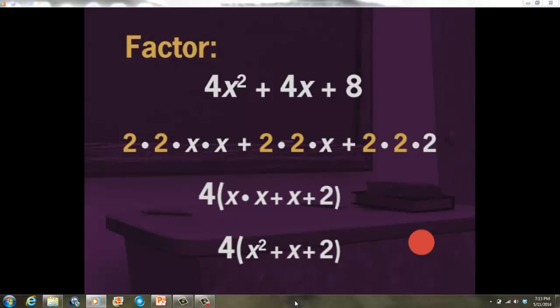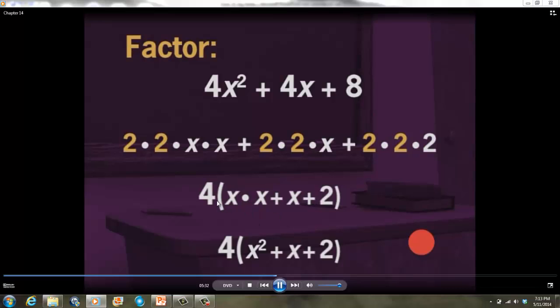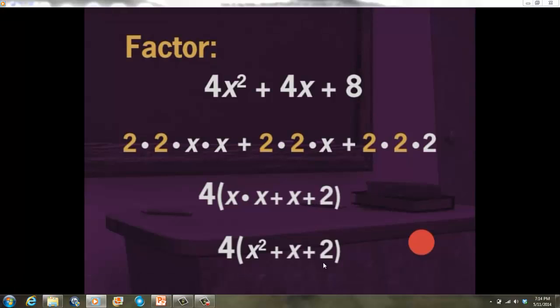Sometimes in class, we like to refer to this method as using the GCF and leftovers, because what we're really doing here is taking out the greatest common factor, which in this case is 4. If I divide each of these terms by 4, what's left over is what goes in the parentheses. So in other words, 4x squared divided by 4 is x squared. 4x divided by 4 is x, and 8 divided by 4 is 2. So Miss Wiltsey in particular likes to call this the greatest common factor and leftovers. So you'll hear us say that frequently.